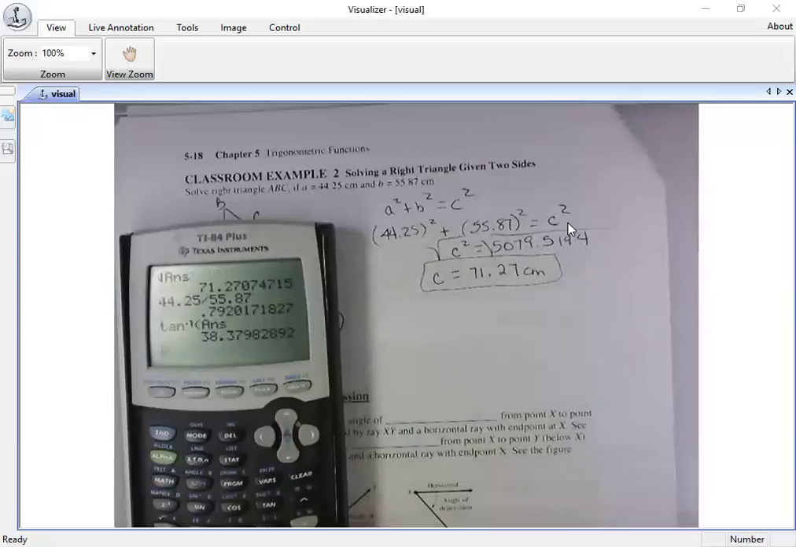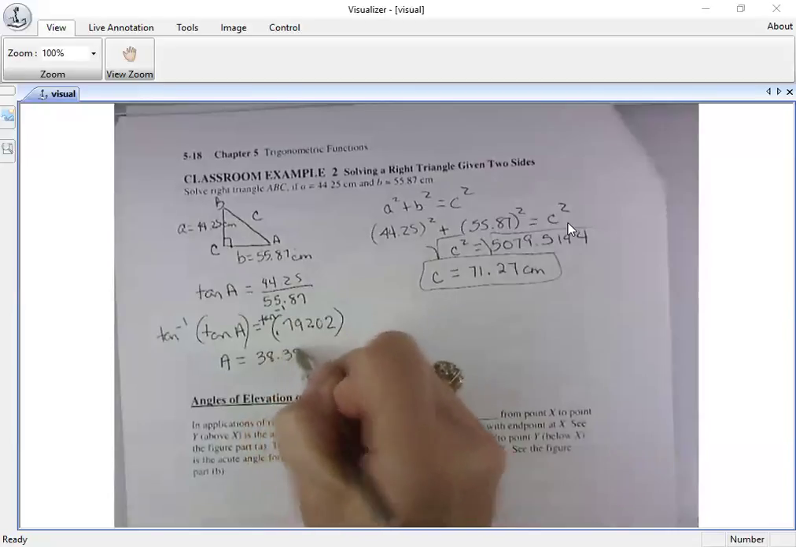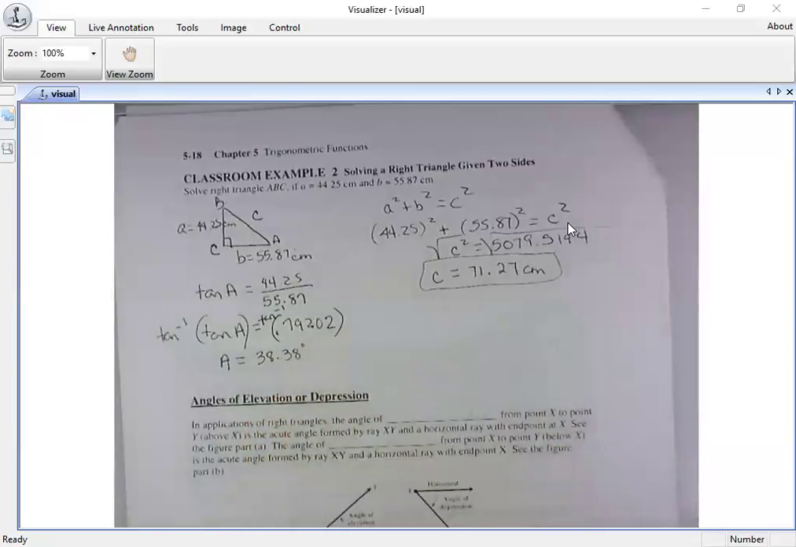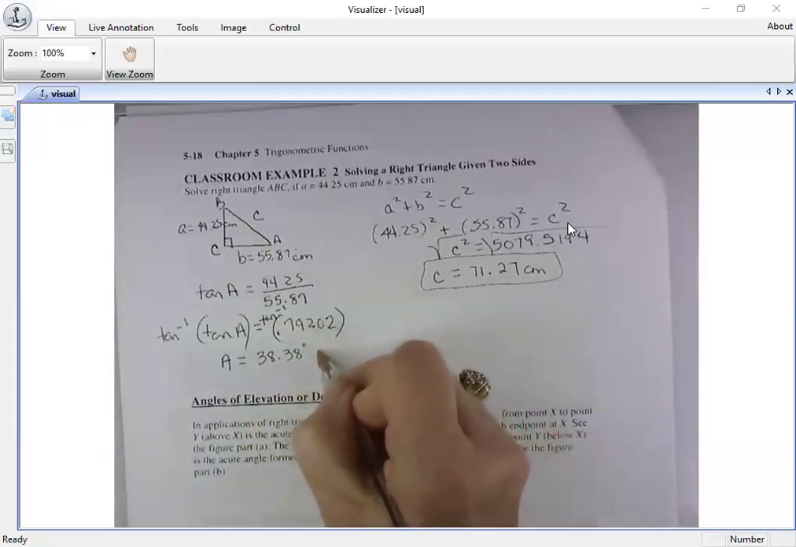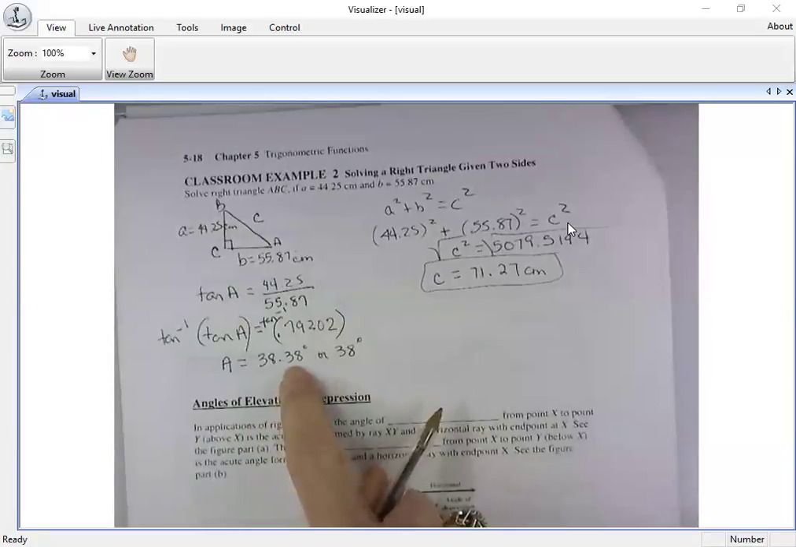So we go 2 places to the right of the decimal. And this would be 38.38 degrees, right? Now, that's if I write it in decimal form. Would you be able to turn this back into degrees and minutes? How? How do I get that 0.38 into minutes? Do I divide it by 60?